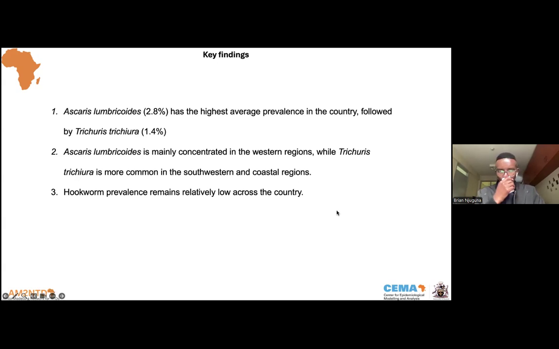What can explain the high prevalence of Ascaris and Trichuris is the way humans get infected with these 2 STH infections, which is majorly through ingesting the eggs. So that could be the reason why the prevalence of these 2 STH infections is still high in the country.